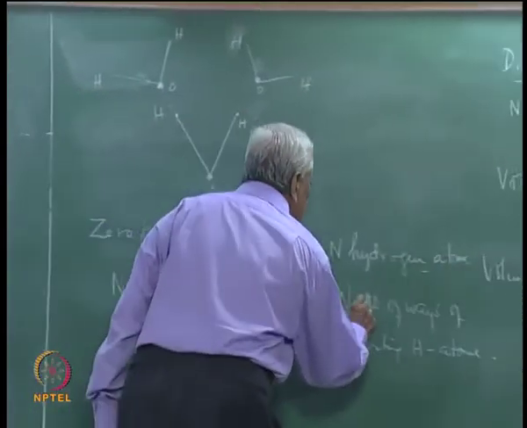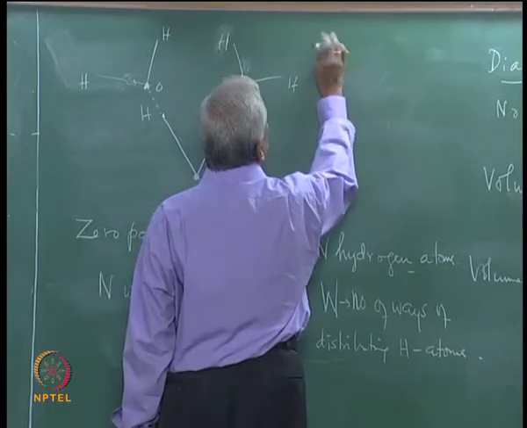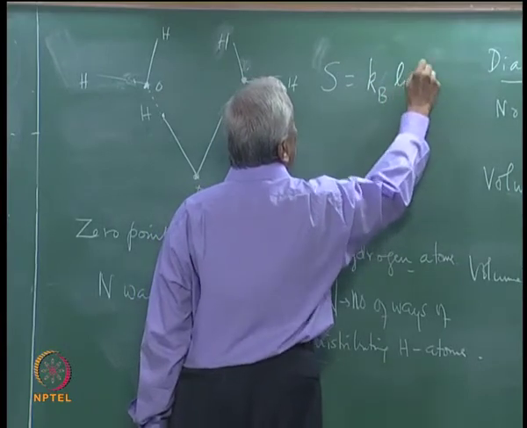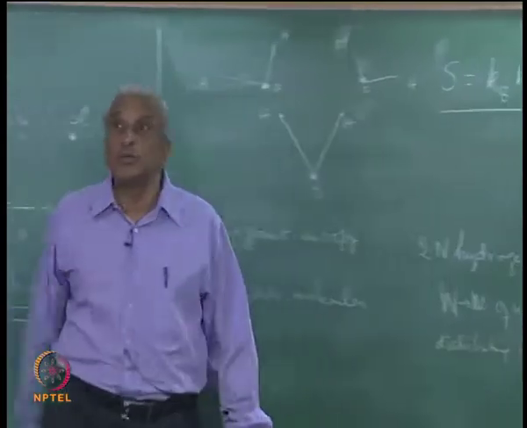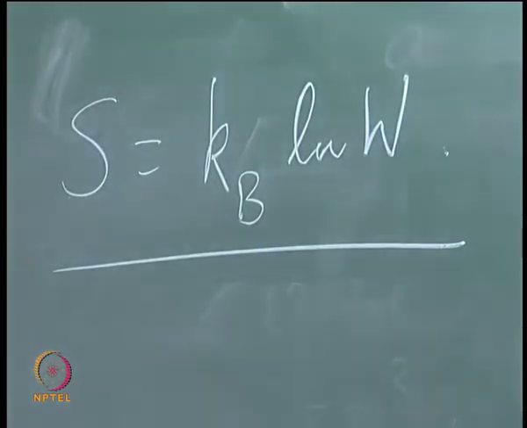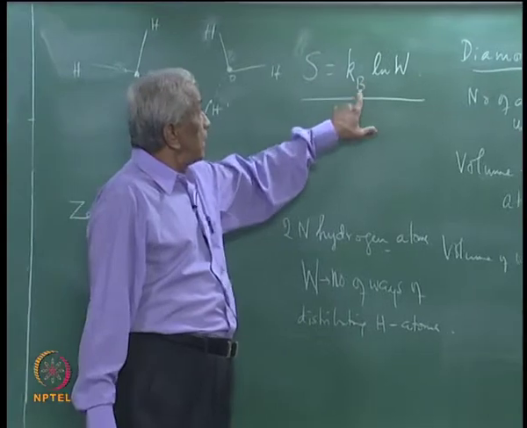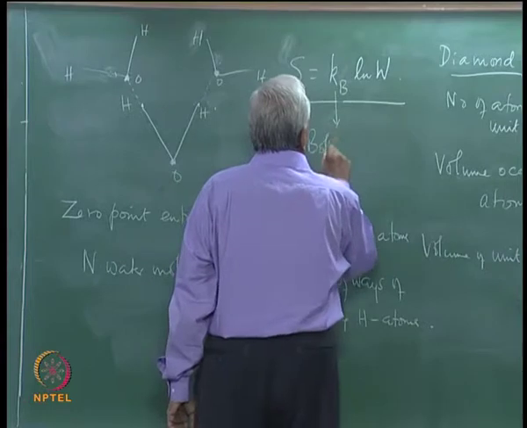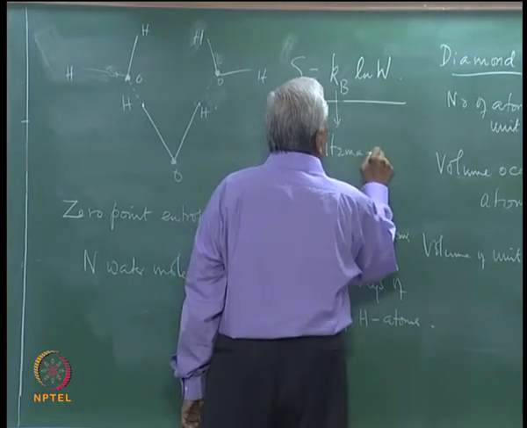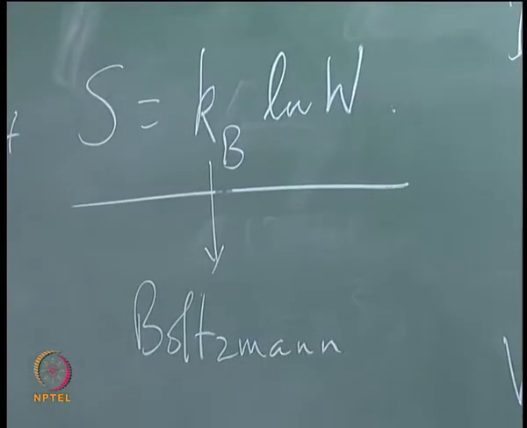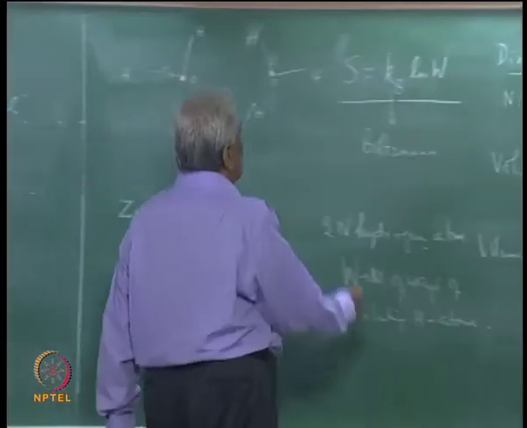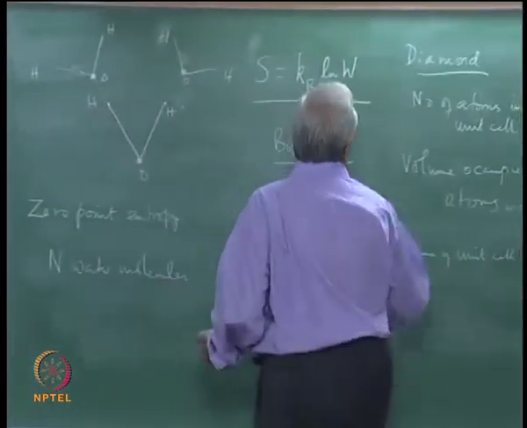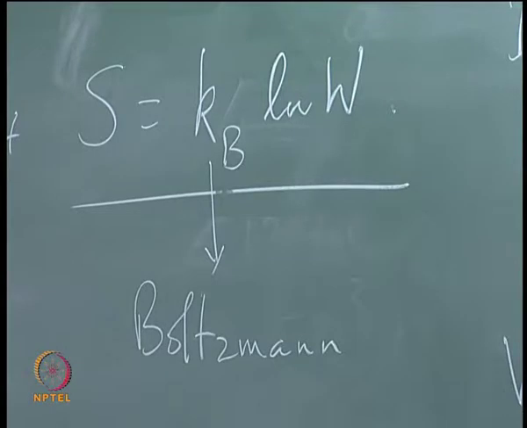Now, the famous Boltzmann formula for the entropy is S equal to Kb log W. So, we find the number of ways, take the logarithm of W, and multiply it by the Boltzmann constant, and that gives us the entropy associated with this. So, let us calculate this now.